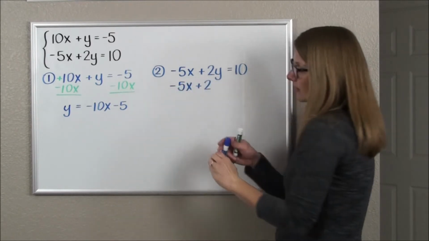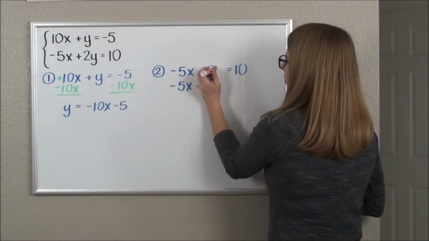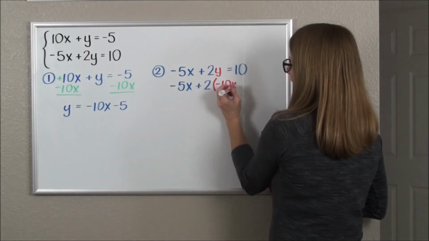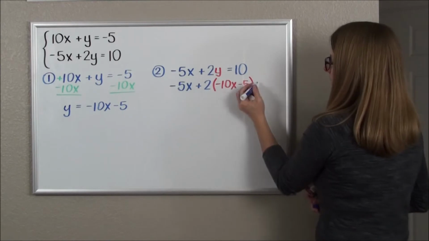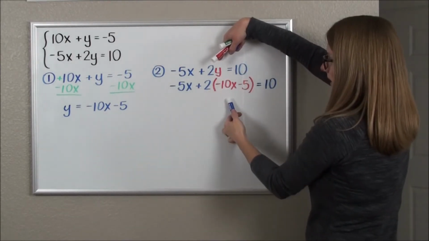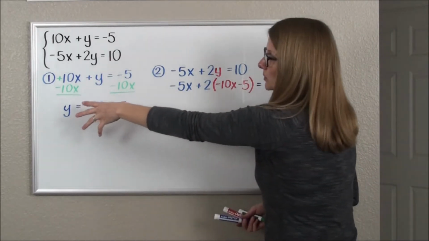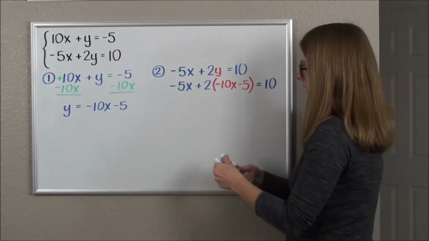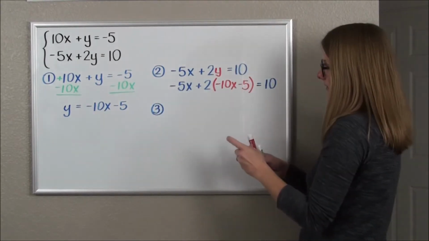So I'm copying everything, but where I saw originally this letter y, I'm going to replace it with what y equals, which was -10x minus 5. Everything else about this equation should match the same. So everything's the same except where there was a y, there's now -10x minus 5. And again, what this has done is it's absorbed the two equations together, and now I have one equation with just one letter. So for step 3, my job is now to solve for this one variable x.